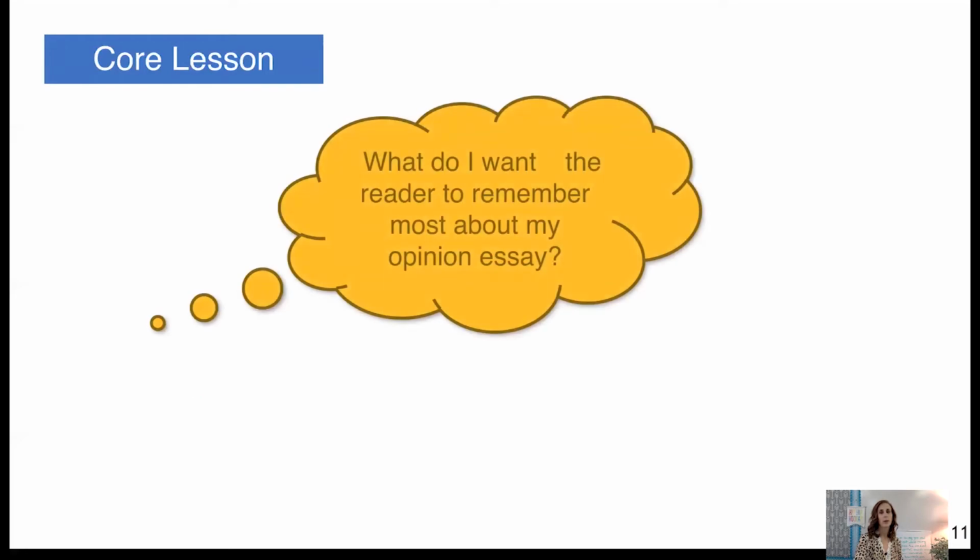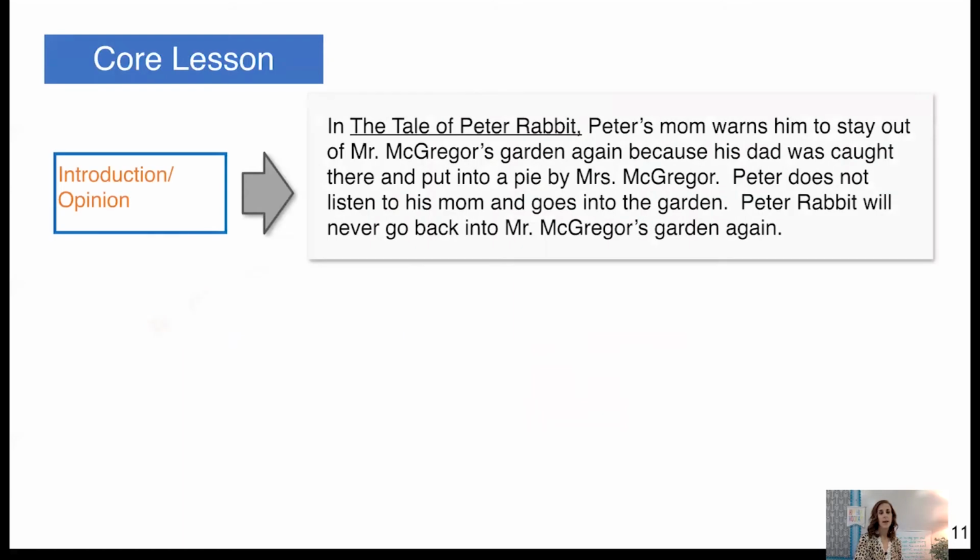And step 3, fill in your graphic organizer with your concluding statement. What do I want the reader to remember most about my opinion essay? How can I restate my opinion? Well, I need to think about my introduction opinion statement and reasons to help me write my final thought. I'm going to break it down and look at my introduction opinion statement first. I need to remind the reader of exactly what my opinion is and make sure that it is convincing. I want my audience to agree with me that Peter will never go back into Mr. McGregor's garden because of his not so good experience in the garden.